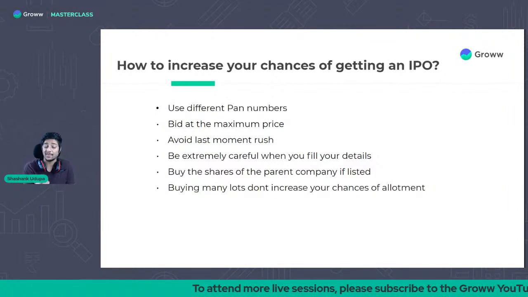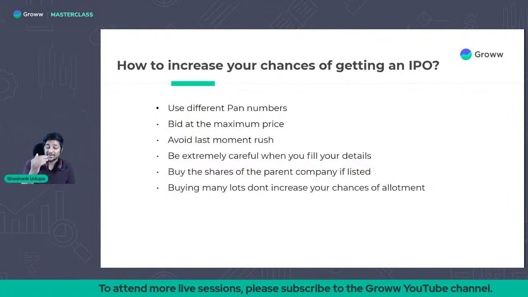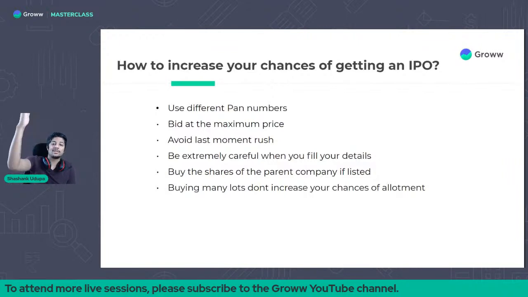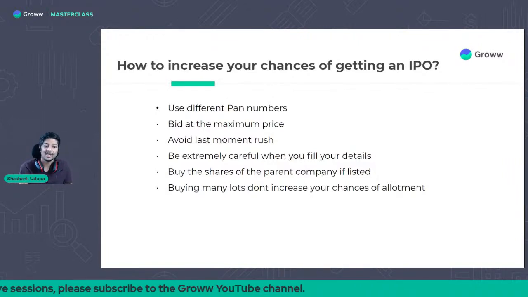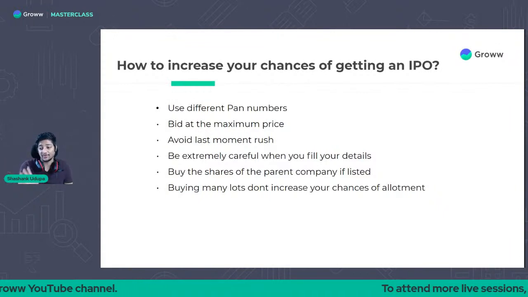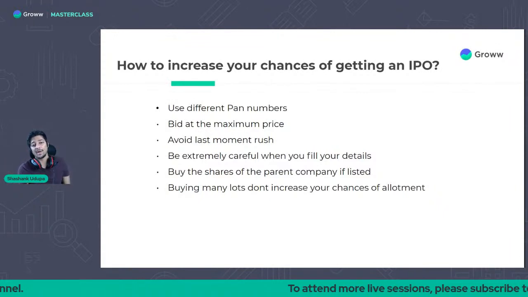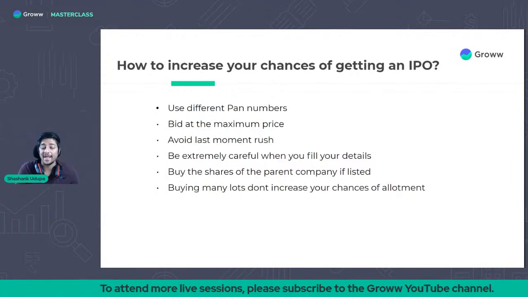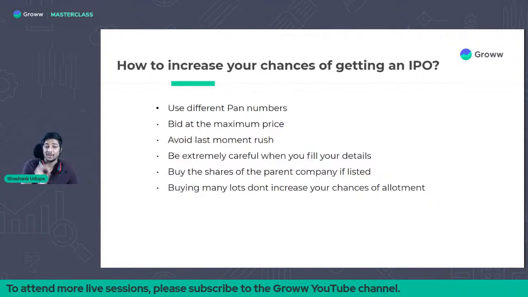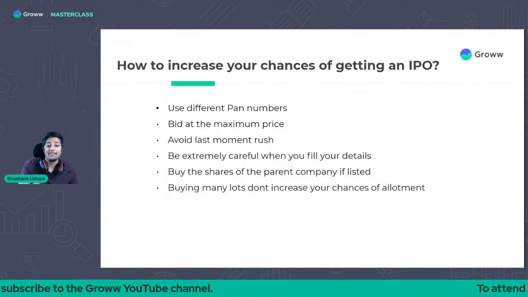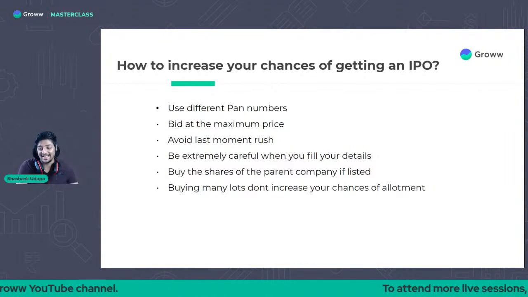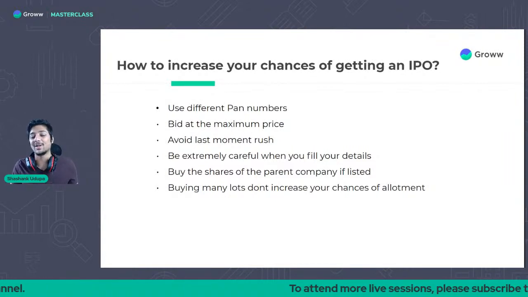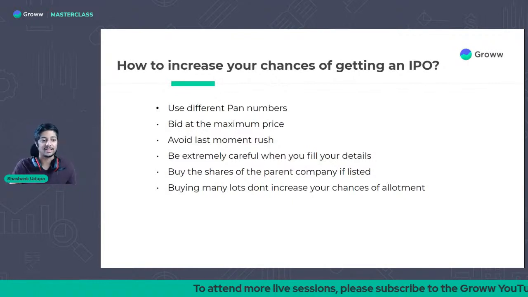This is something very smart a lot of people do: when a subsidiary is getting listed, they buy shares of the parent company, because it's all under it. Now, buying many lots will not increase your chances of allotment. A lot of people think that if I buy one lot, and I buy 9 lots, I'll get more allotment. It will not happen. Buying more lots doesn't mean you will get allotment. Your chances don't increase, but applying from multiple different PAN numbers gives you the allotment. Sadly, that is what is happening right now. A lot of people are applying from different PAN cards and different numbers.